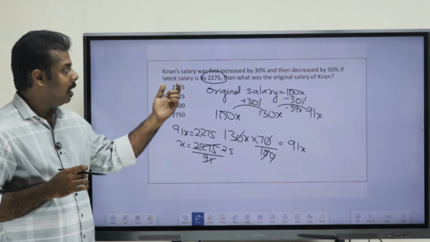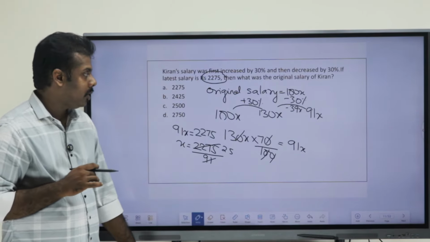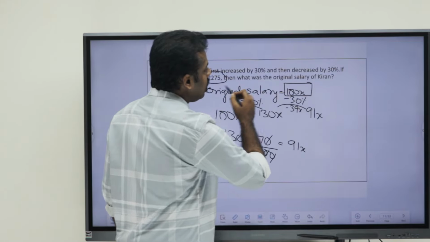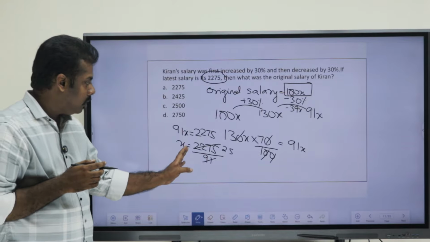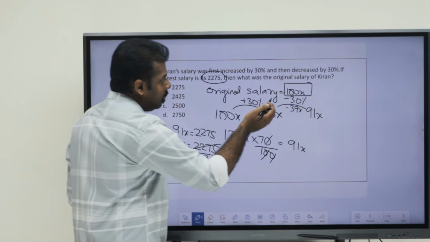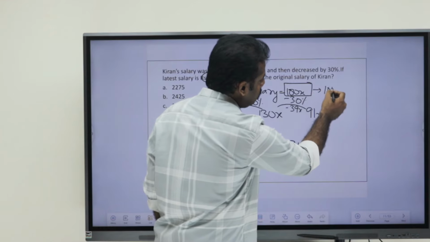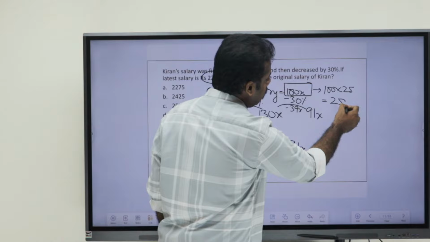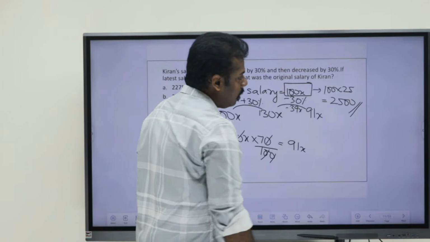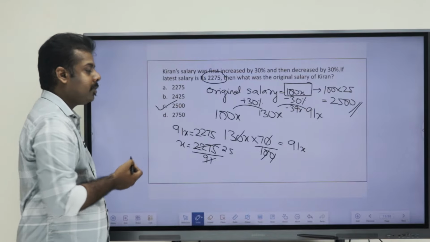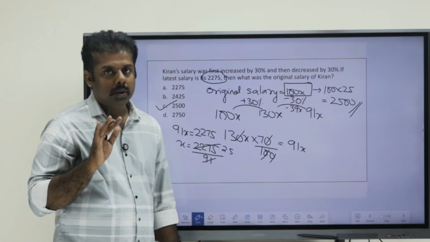Now, what have they asked? They have asked the original salary of Kiran. So, what is that basically here? Yeah, original salary is, we have taken it as 100x. So, just substitute the value of x in that value. So, 100 into 25. So, that is going to basically give us what? 100 into 25 is what? 2500. Okay. So, now we have got his original salary. So, his original salary is what here? Yeah, option C, that is 2500.